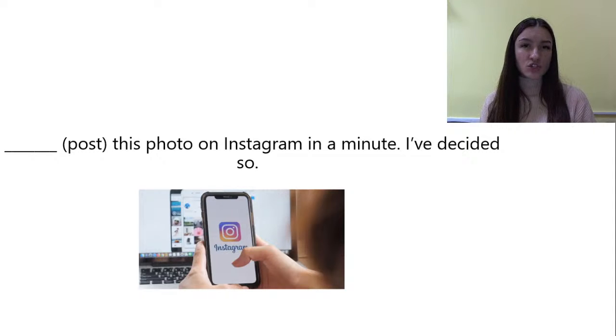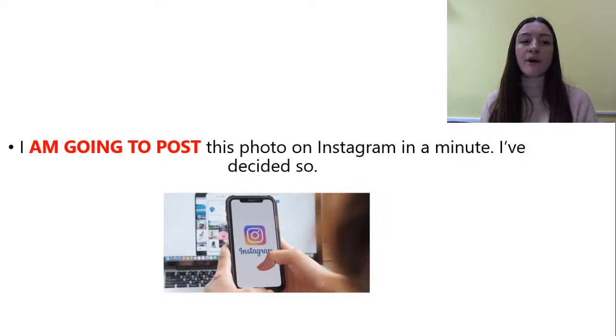And I've decided so. It's a plan, it's my intention, it's not a promise. That is why will is not good in here. So we should use I'm going to. I'm going to post this photo on Instagram in a minute. I've decided so. When we have intentions, or plans, we use going to for future plans and intentions. I'm going to post. Or as you wrote, I'm gonna post, which is more everyday English. Going to is used for future plans and intentions.